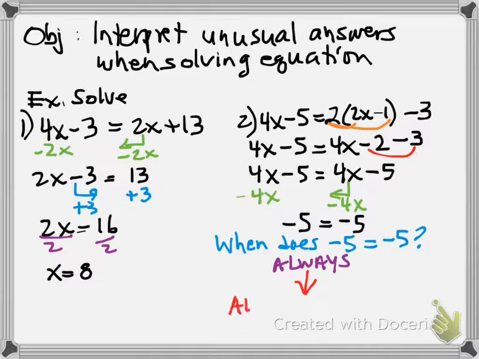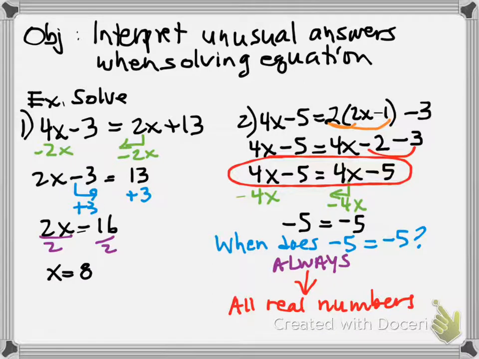All real numbers. In other words, the variables will always cancel each other out in this problem, so it doesn't matter what I plug in for the x value. I'm going to get what's on the left equal to what's on the right. In fact, if you look back here, when we finished simplifying, I had an equation that was equal to itself. So anytime I get an answer that's always true, I can say all real numbers. Now, the book adds a different label to it, so I want you to know what that label is.